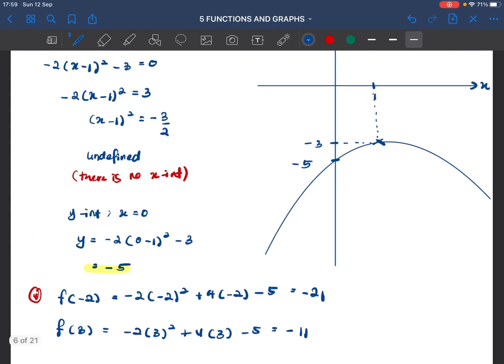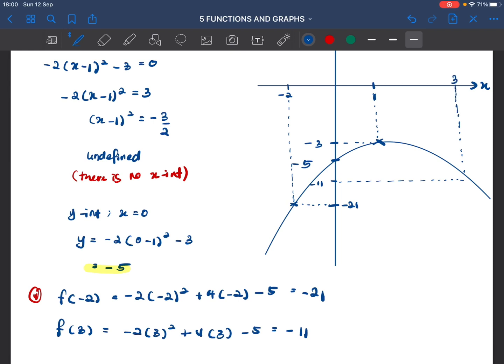Okay, so let's plot x equals negative 2. So here is x equals negative 2. Y equals negative 21. Okay, kita sketch je, kita agak je lah. So here is negative 21, let's say. Okay, and then we have x equals 3, y equals negative 11. So here is 1. So 3 is somewhere here. 3, negative 11. Okay, macam tak kena je. Macam kena jauh lagi je. Okay, let's say negative 11 is here. So here is your 3. x equals 3.